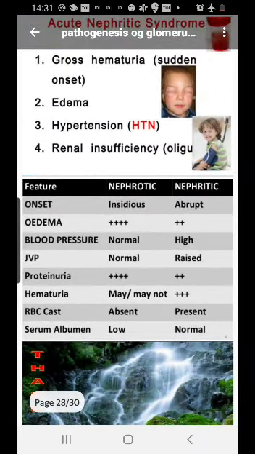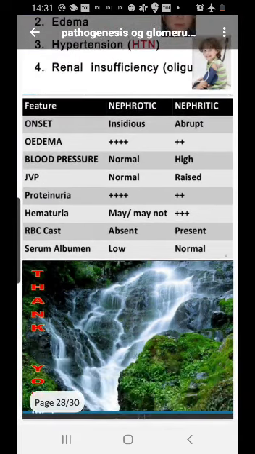Now it is important to know how to differentiate between nephrotic and nephritic. I think I have told you that before. In nephritic, you will have high blood pressure, JVP will be raised, proteinuria is less, but hematuria is more because the hematuria and RBC casts are more. But in nephrotic syndrome, you will have more edema, and the edema is because of the proteinuria, and then the onset is insidious and serum albumin is low. So we'll talk about the different types of nephrotic syndromes later.